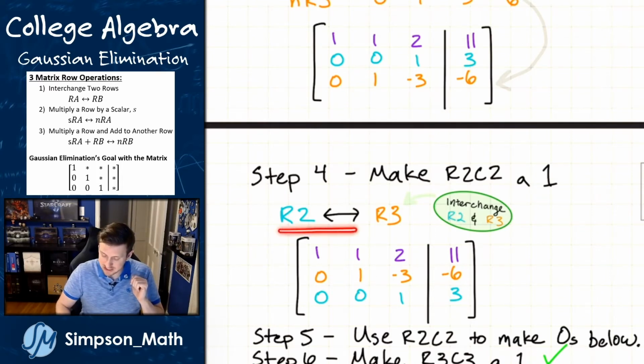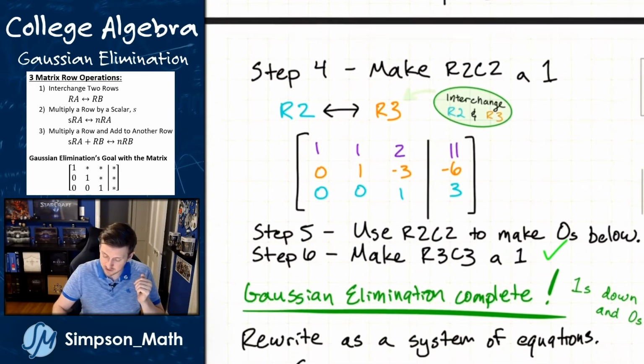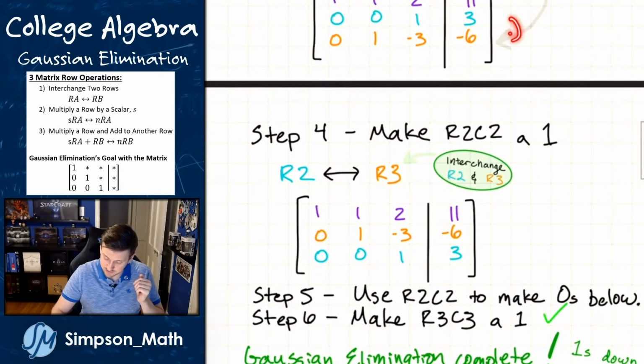So I'm just going to interchange row 2 and row 3. That's the proper notation: interchange row 2 and row 3. So I have this here. All I've done is swapped them.